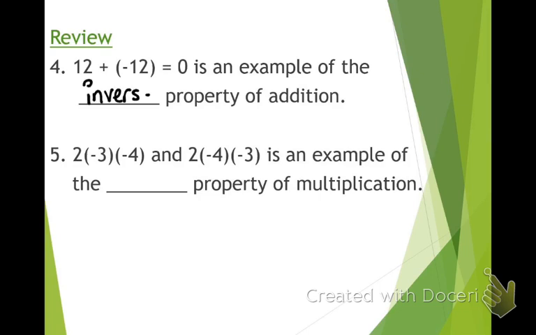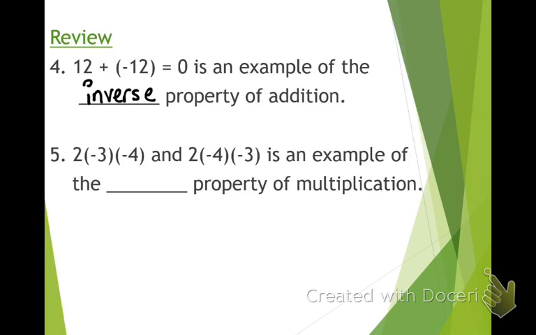The final one that we were going to talk about, identity. What was the key word for identity? Mirror, okay? If a number adds 0 to it, it equals itself. It looks the same. If a number multiplies by 1, it equals itself or it looks the same. So this right here was the inverse property of addition. How many of you got that correct? All right, hands down. Let's look at the next one.